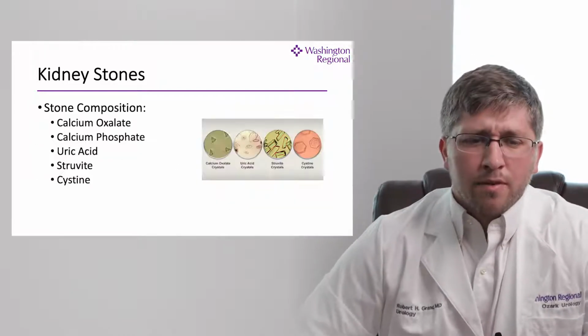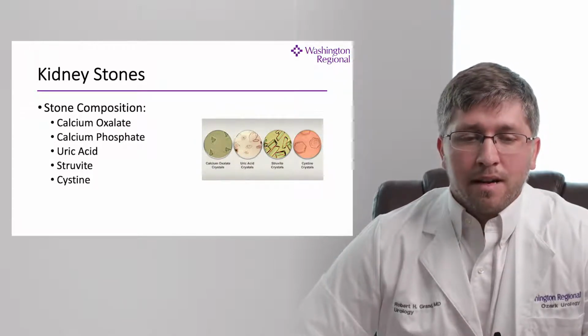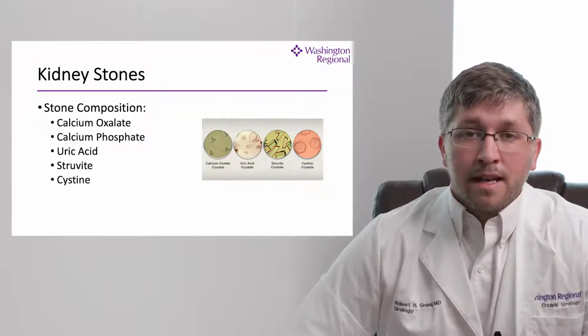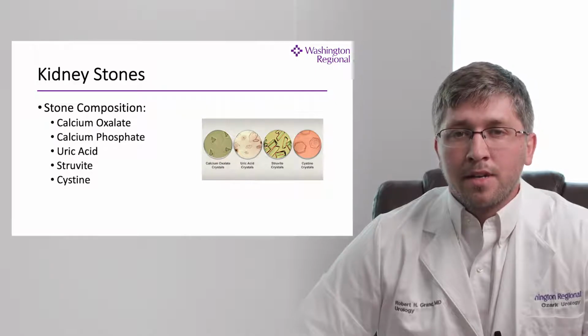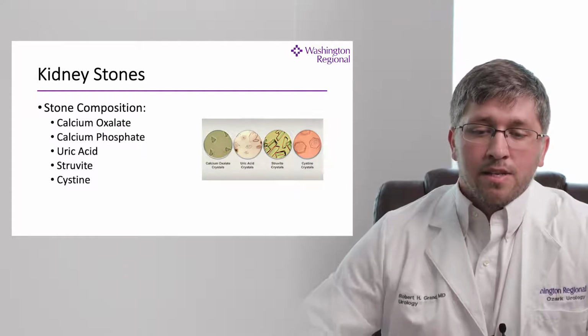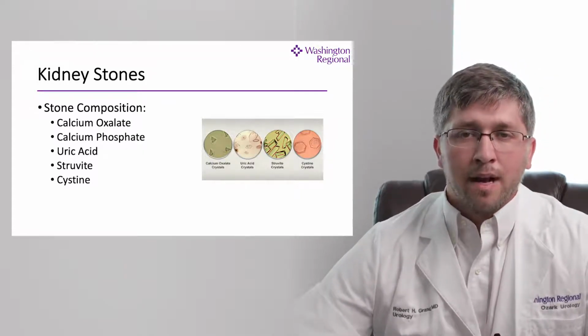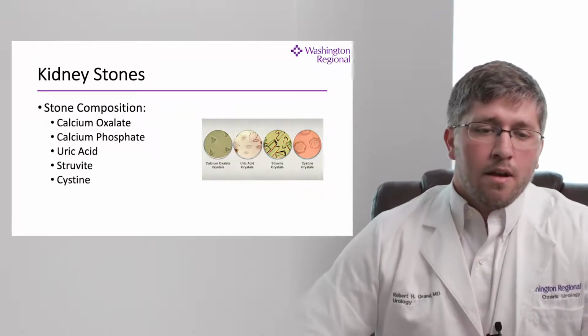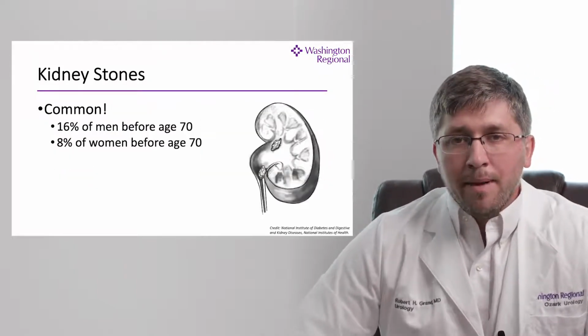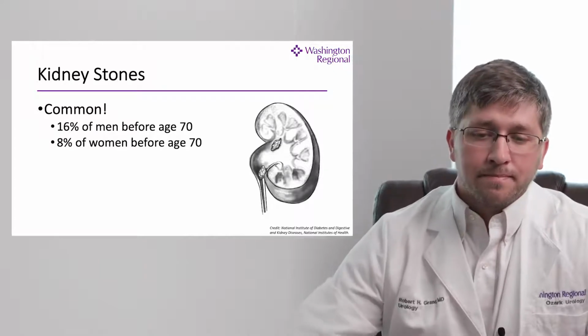Kidney stones are composed of different elements. Some of these are calcium oxalate, like we just talked about, calcium phosphate, uric acid, struvite, and cysteine, to name a few. Calcium oxalate is the most common composition of kidney stones, and it's found in about 80% of all stones. Each type of kidney stone has a characteristic appearance under a microscope, and that's how we can identify which stone is which. Kidney stones are very common. About 16% of men before the age of 70 will be diagnosed with a kidney stone. About 8% of women.